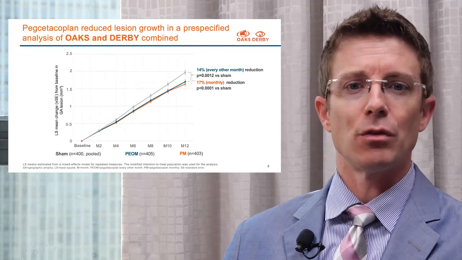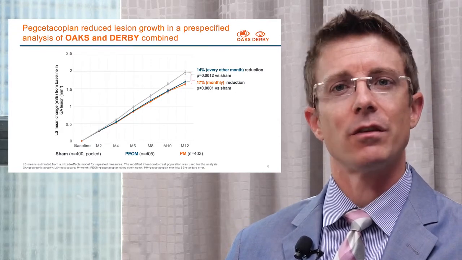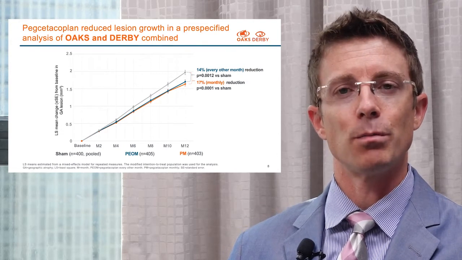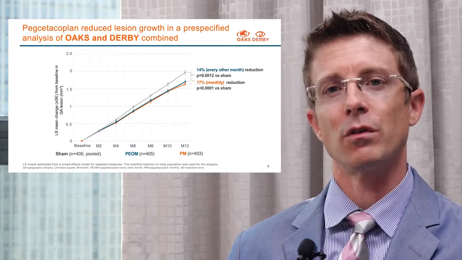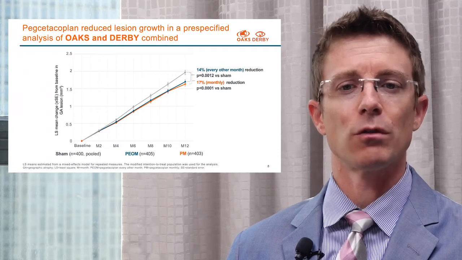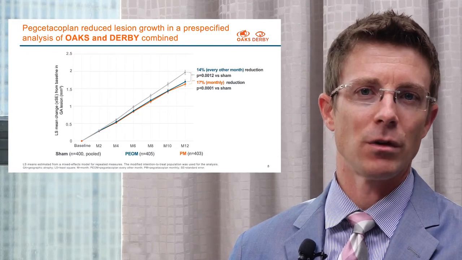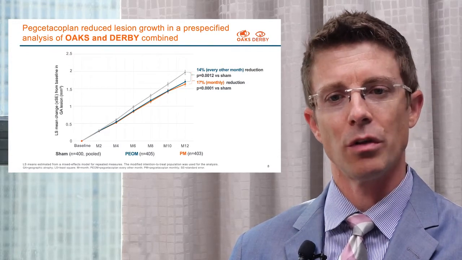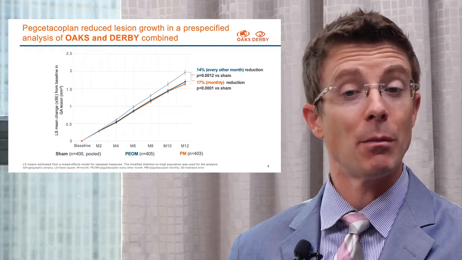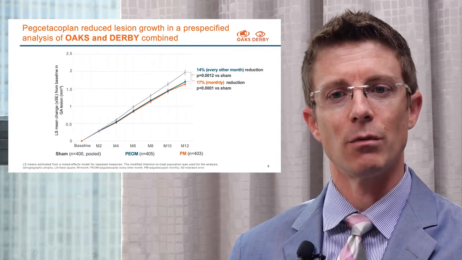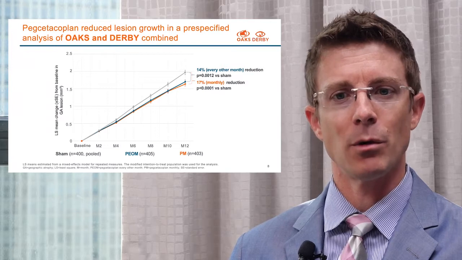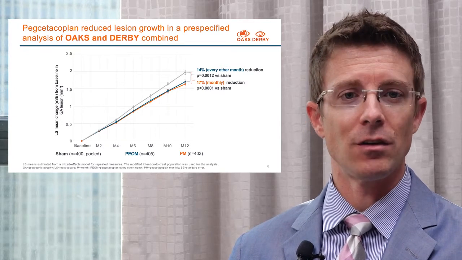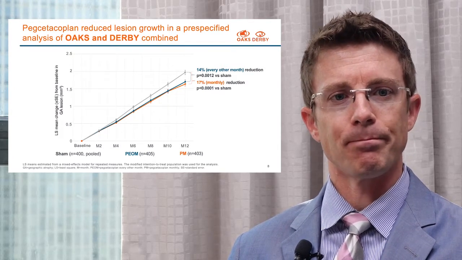Pegcetacoplan reduced lesion growth in a pre-specified analysis of the two studies combined. So if you take OAKS and DERBY and you put both of those studies together and look at those cohorts, there was a 17% reduction in GA lesion growth in the monthly treatment arms versus a 14% reduction in the every other month treatment arm. Both of these were highly statistically significant.